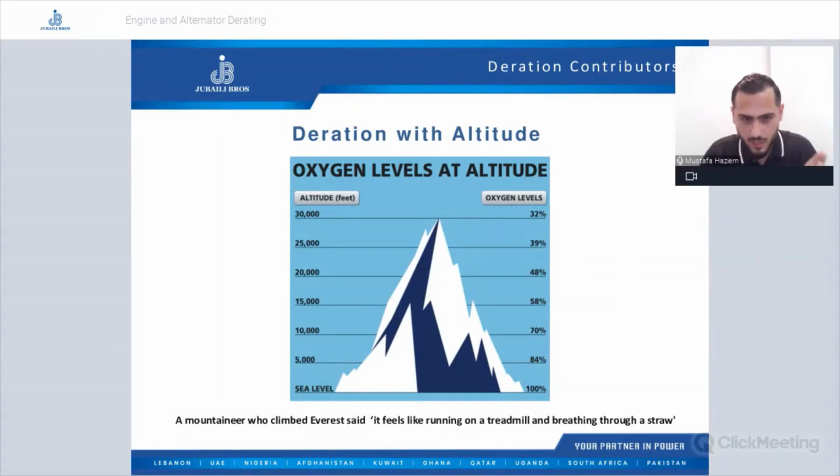By the way, the alternator derating table, which I will show you next, will show us the maximum levels up to 3,000 meter altitude, which is approximately 10,000 feet. We will discuss this later.